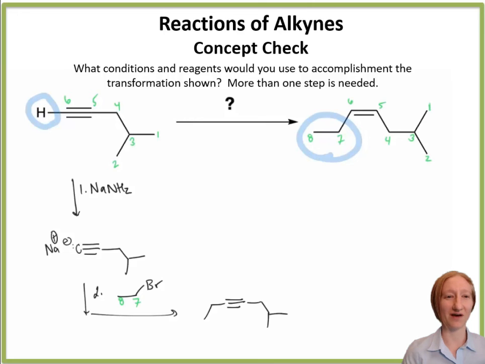But we have the alkyne and we need the alkene. So the last step here will be to reduce the alkyne to the alkene. And we should also note that the product alkene has a cis stereochemistry. So we have to use reduction conditions that will give us the cis product selectively over the trans. And that's hydrogen with Lindlar's catalyst.